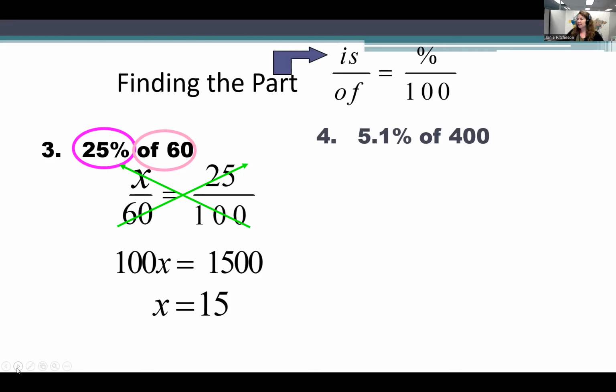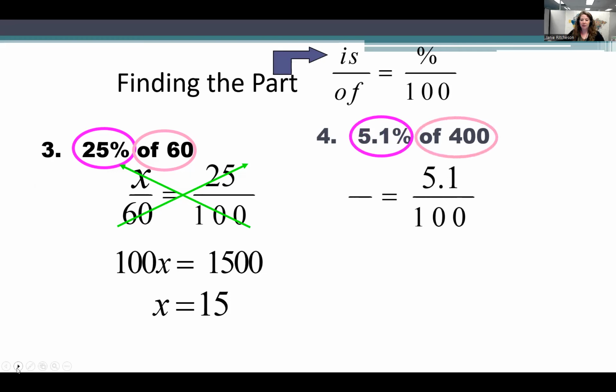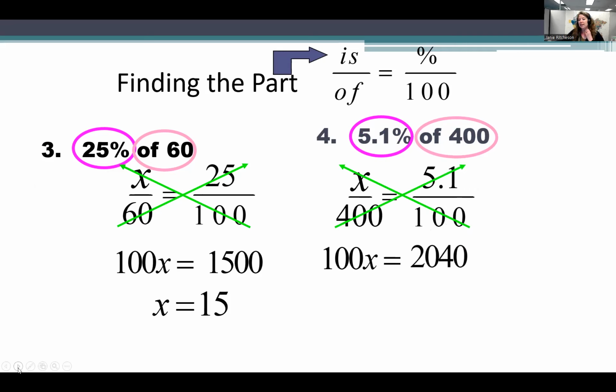All right, I want you guys to set up number 4. 5.1 is our percent. It goes over 100 of 400. Our "of" goes on the bottom, and our x is the "is" part of our formula. So we're going to cross multiply. We get 100x equals 400 times 5.1, which is 2040. And then when we divide both sides by 100, we get 20.4.